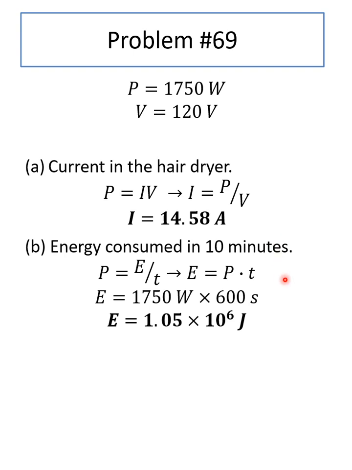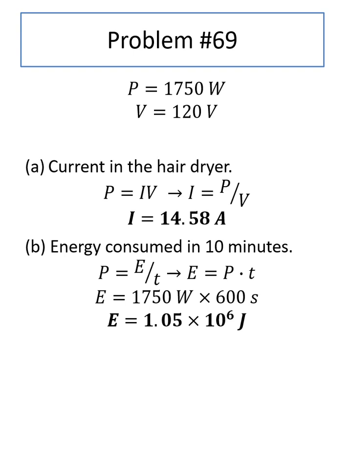The energy consumed in 10 minutes. If power is energy over time, then energy is power times time. So it's going to be 1750 watts times 10 minutes, which is 600 seconds. So we get 1.05 times 10 to the 6th joules.